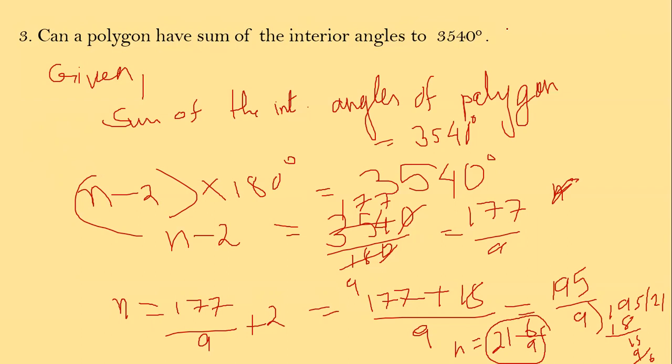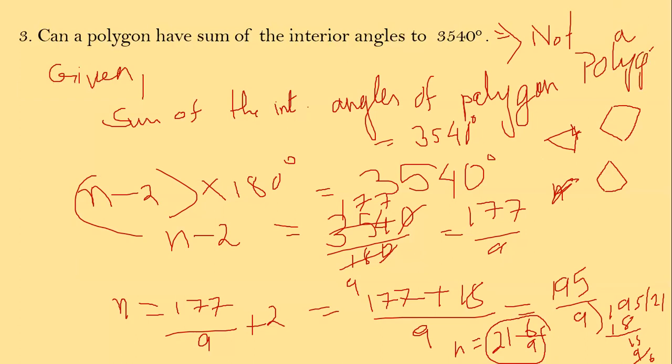Why? Because for a polygon, the number of sides has to be a whole number. It can be either 3, either 4, either 5, something; it is infinite, but it should be a whole number. It can't be any fraction. And for that reason, we can say that it cannot form a polygon.